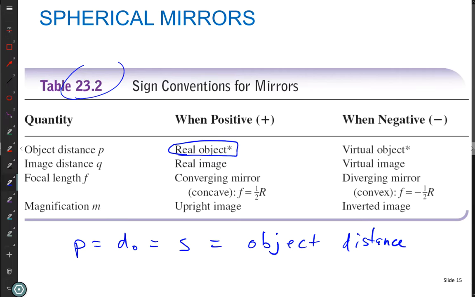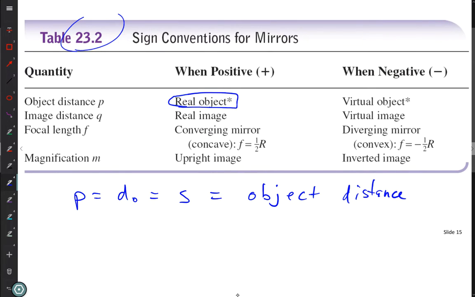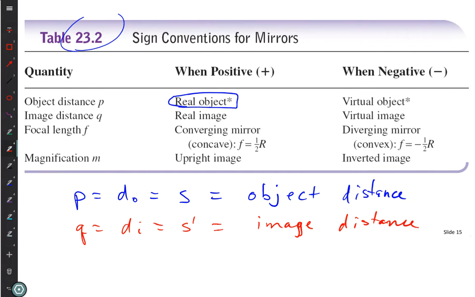The image distance, it shows Q there. Other common things, D sub I or S prime equals the image distance. And you have the same rules for image distance as you have for object distance. If the rays really meet, then it's going to be positive. If the rays don't really meet, then it's negative. If it's positive, it's real. If it's negative, it's virtual.